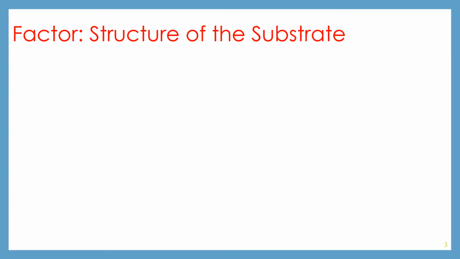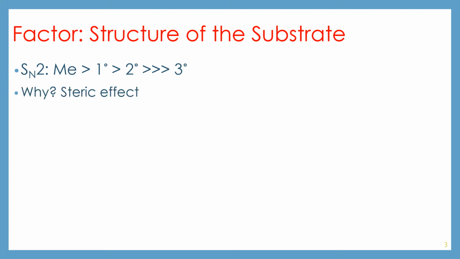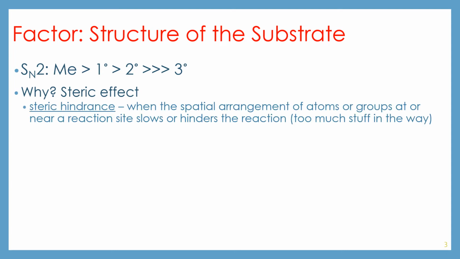So the first factor is the structure of the substrate. And I already went through this kind of briefly, but we're going to talk about why a little bit. So again, for SN2, methyl substrates are definitely undergoing SN2 reactions. And the reason why is the steric effect.